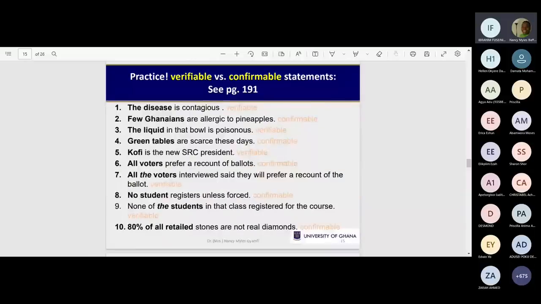So the disease, that's verifiable. Few Ghanaians, I'm speaking in the general sense. I just qualified it, so it's a statistical generalization. That's why you confirm it, it's confirmable, and so on and so forth.